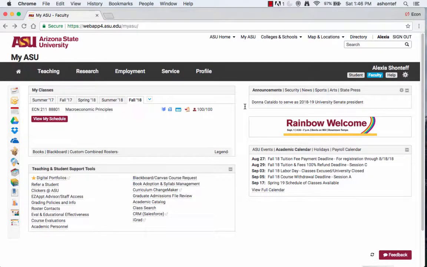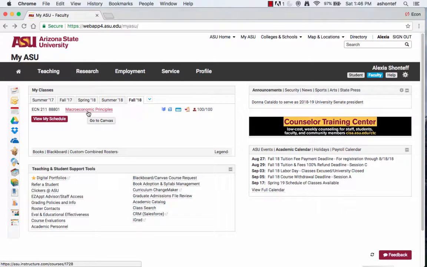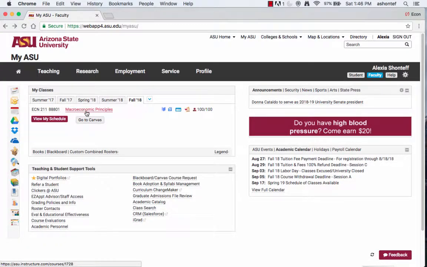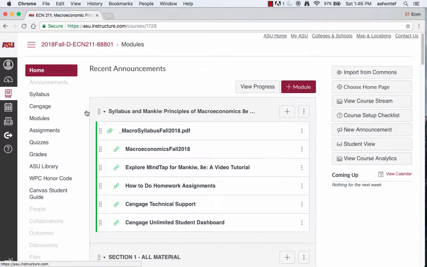Okay, so we're going to start with Chapter 1 homework. Since we have the previous video, I'm going to just quickly go through. We'll go to our My ASU homepage. We'll click on the macroeconomic principles, and that, remember, will take us directly to our Canvas page. Everything can be found on the home page.